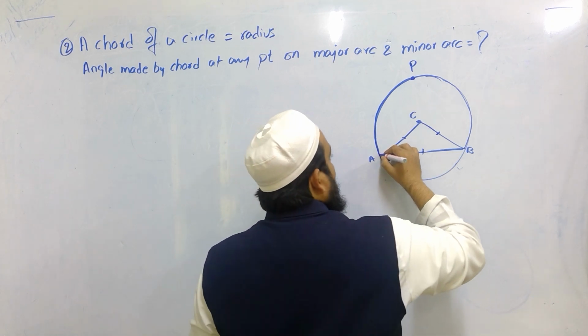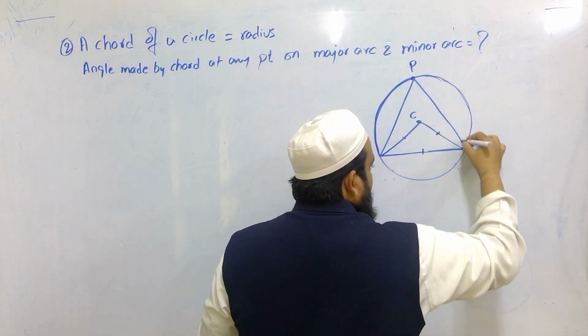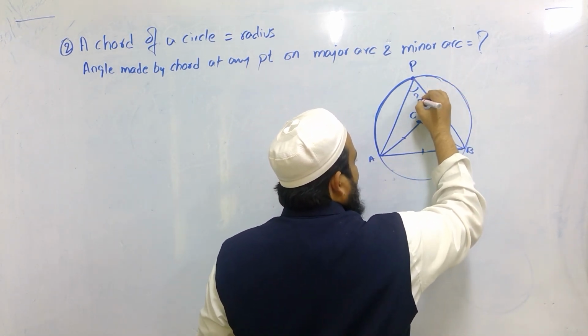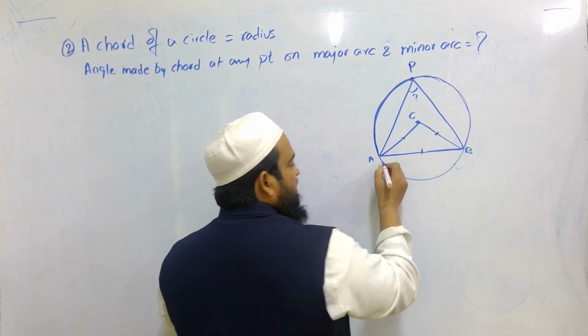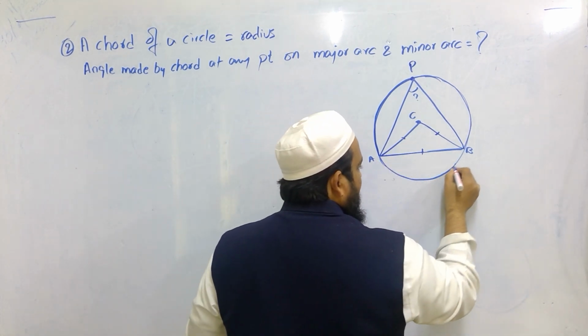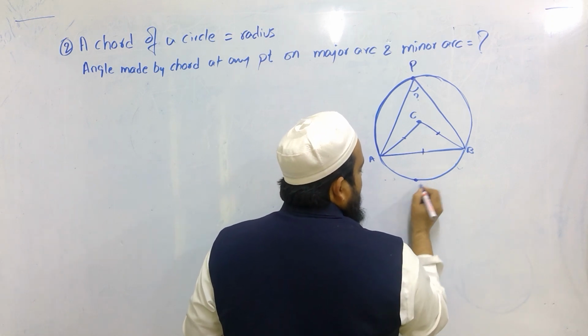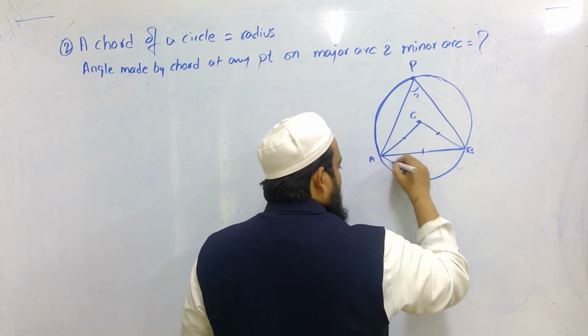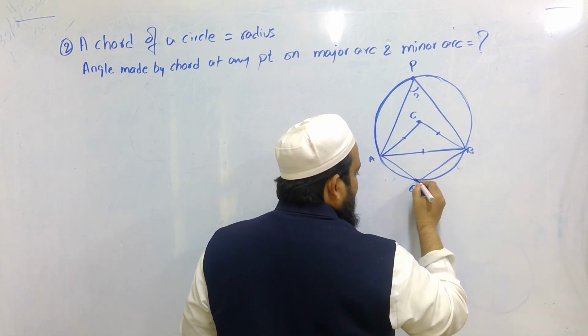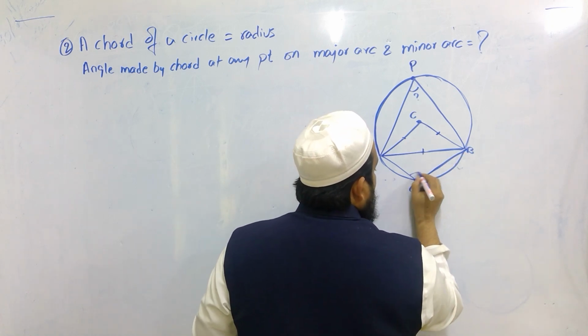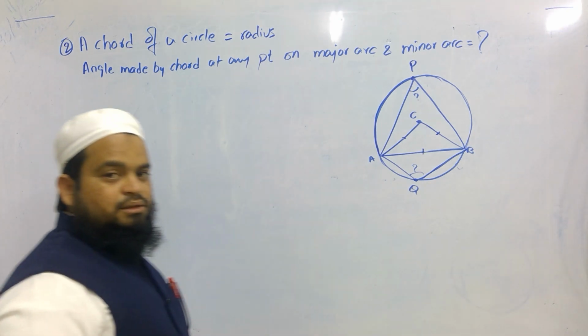So, let us find this one and also the minor arc. What is the minor arc? This is the minor arc. So you take any point on the minor arc. This is Q. If I join, this will be the angle subtended at the minor arc. So you have to find out these two angles.